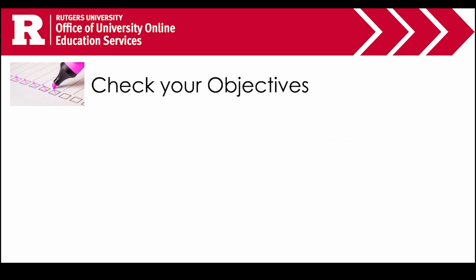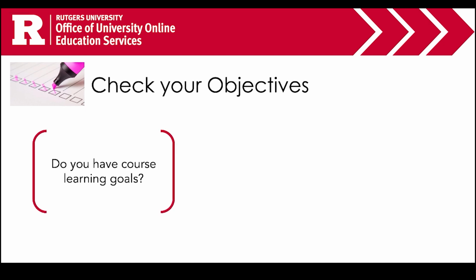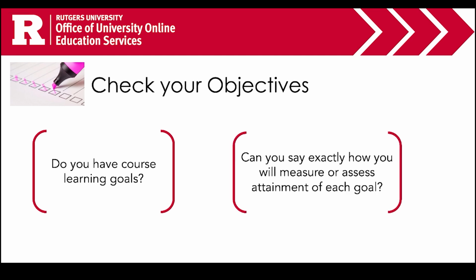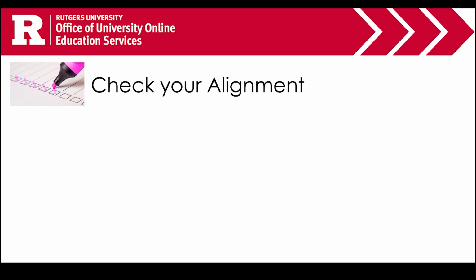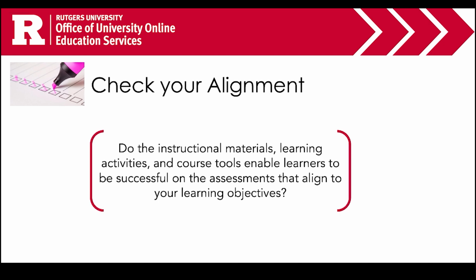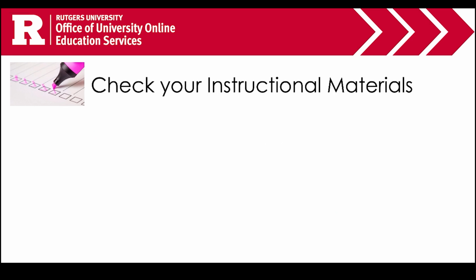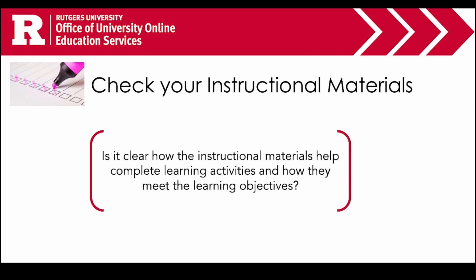Next, take a minute to consider the objectives in your course. What are your course learning goals, and do your assessments align to each learning goal? Is it clear in the learning goals what the measurement or assessment will look like? In terms of alignment, do the materials and tools that students use in your course allow them to successfully complete their assessments? When thinking about the instructional materials in your course, can students clearly discern how these materials help them complete activities?